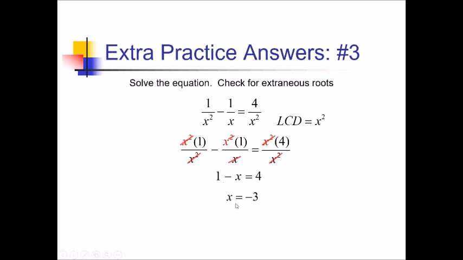Let's just go back and check, though. If I plug negative 3 into the original, you'll notice that I don't get 0 in any denominators. We always have to check this with rational equations. Since negative 3 does not make the original undefined, then that means negative 3 is a good answer, and we are finished.